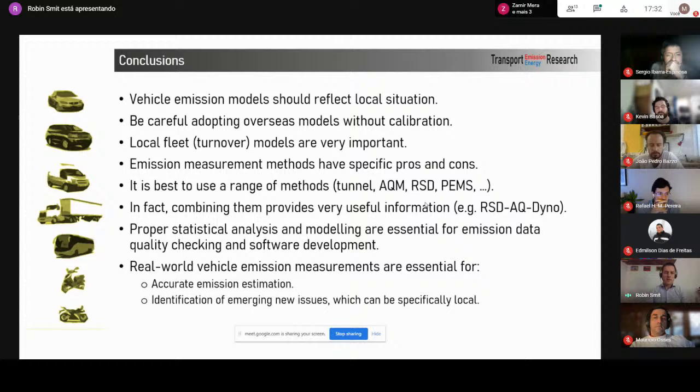And real-world vehicle emission measurements are also essential for accurate emission estimation and maintaining models, and for identification of emerging new issues, which can specifically be local.